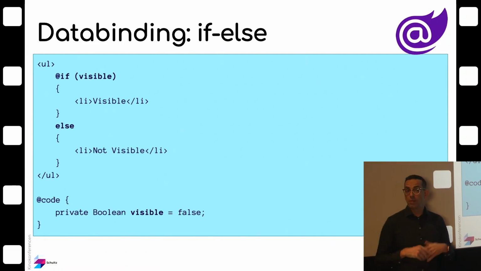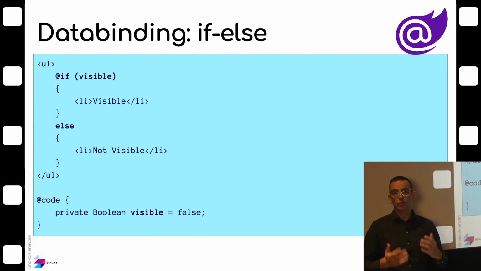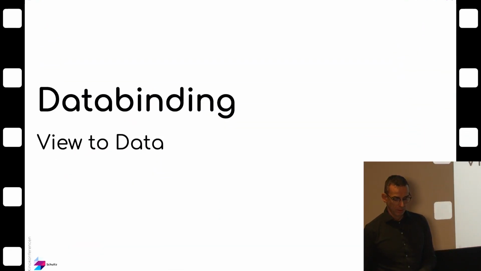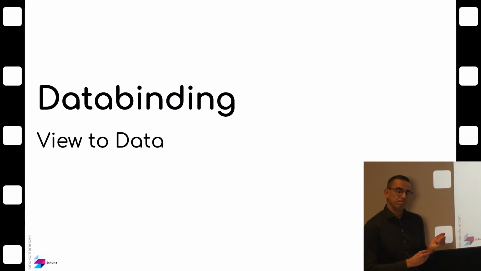Now, also, sometimes you want to render something at times and sometimes not, depending on some circumstance. Then you can use an if-else, normal C# if-else, based on some variable, visible, in this case false. Either the first list item or the second list item is shown. Okay, so that was all about putting data on the screen, sometimes putting a list on the screen, or putting something conditionally on the screen.